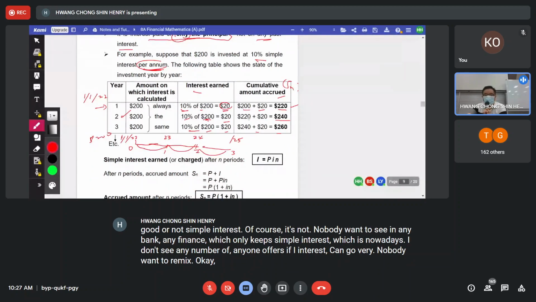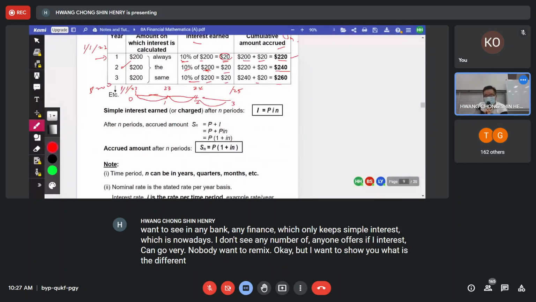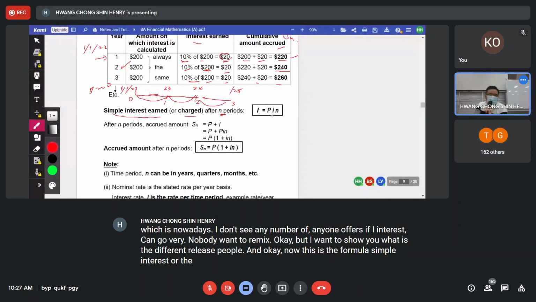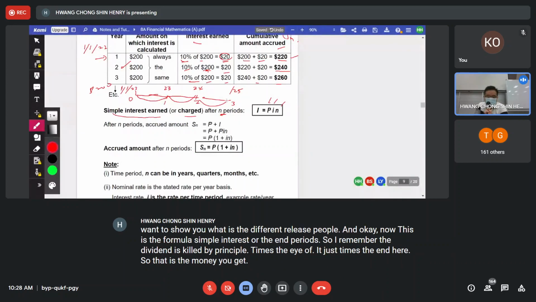Okay, but I want to show you the difference between simple and compound. Now this is the formula for simple interest earned or charged after n periods. I remember the big one: the dividend is given by principal times I, the rate of interest, times n, the number of periods. That is the money you get. This is your SN.